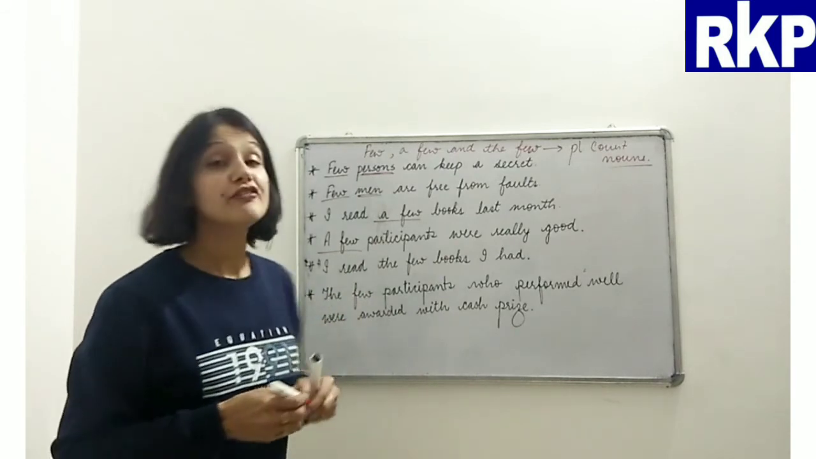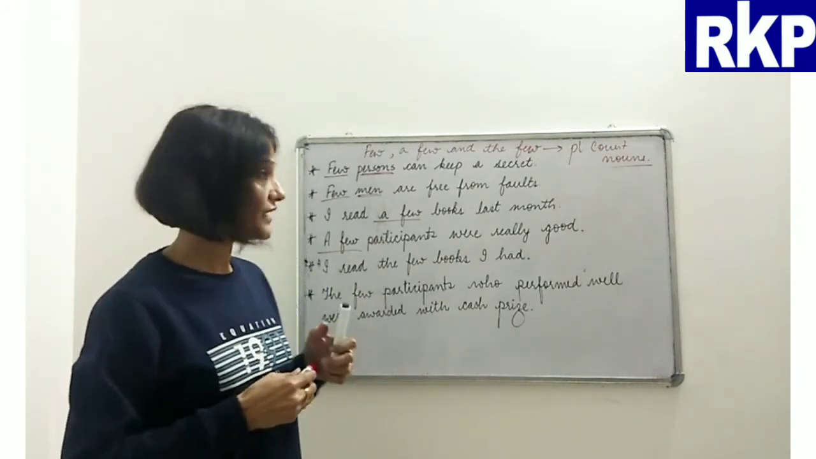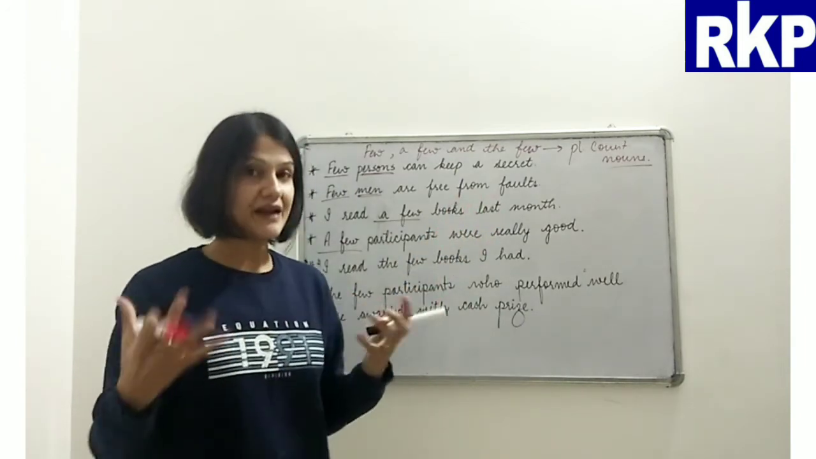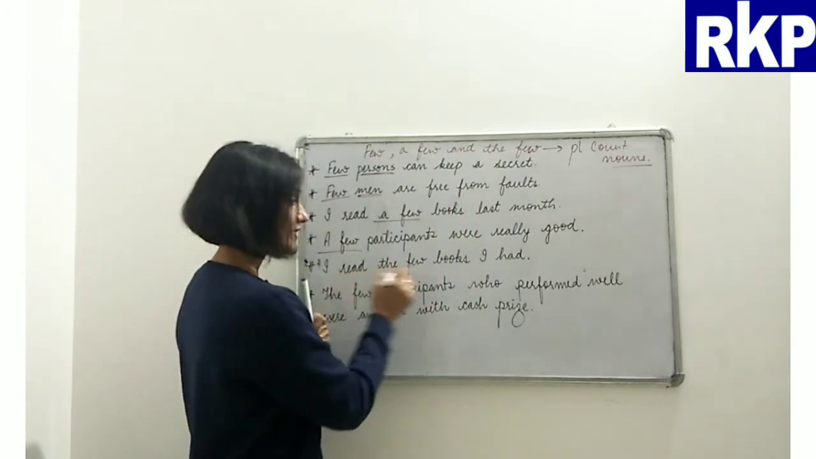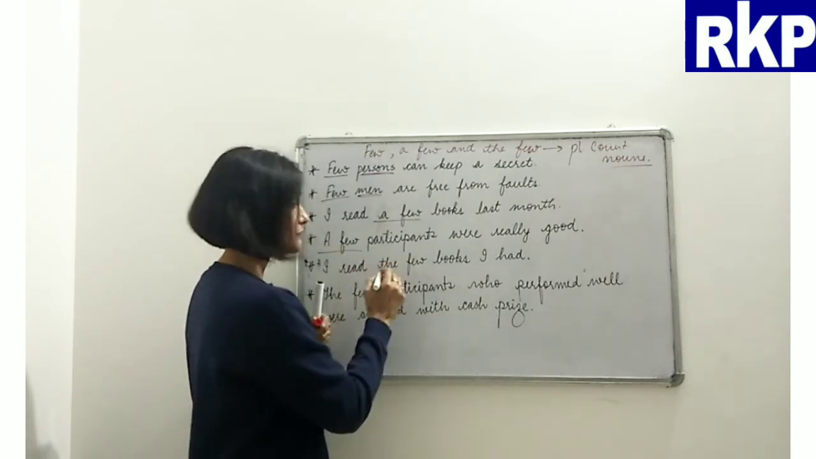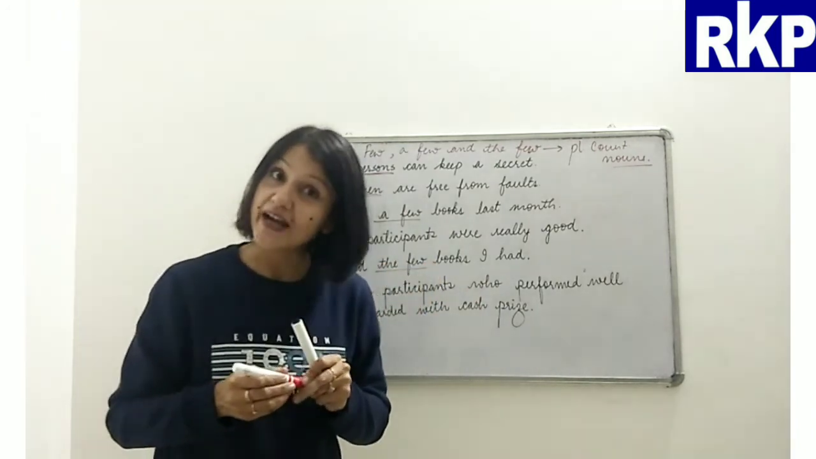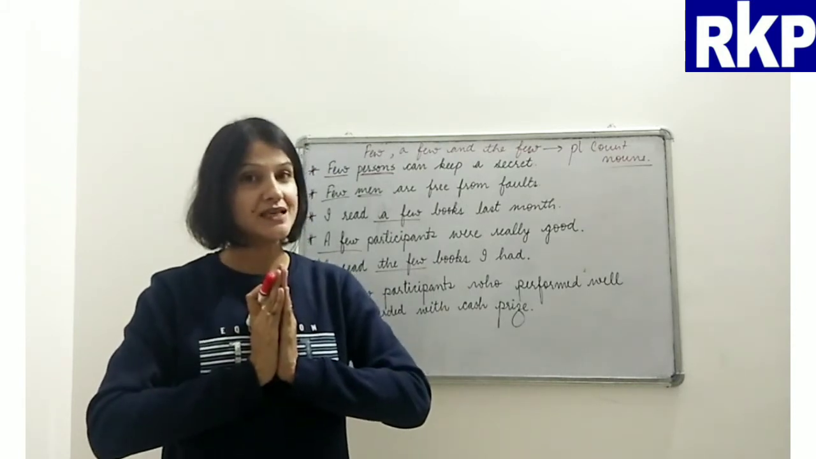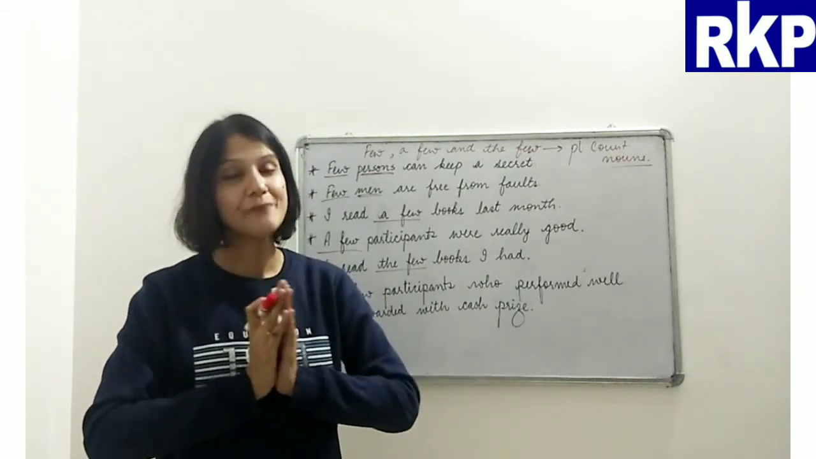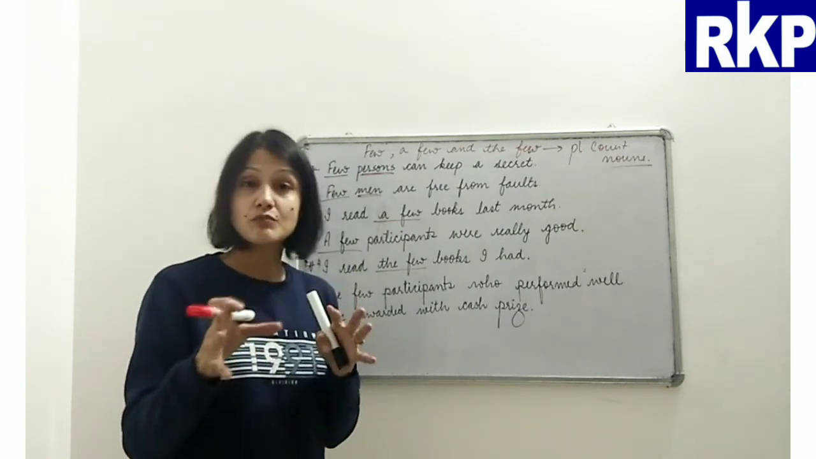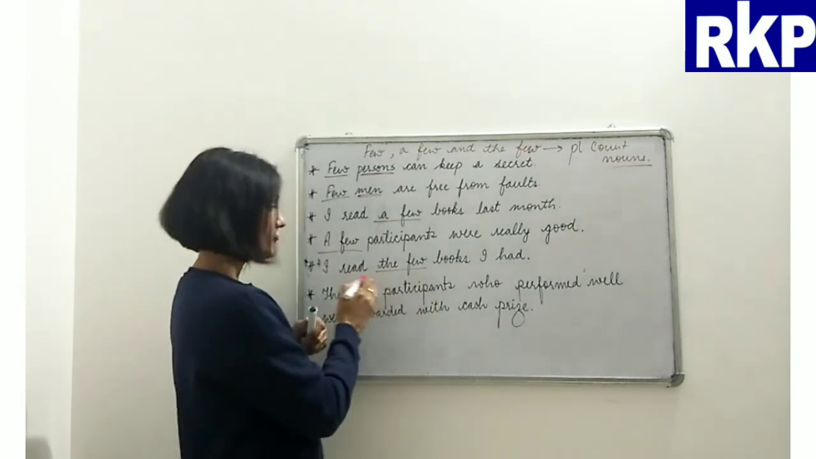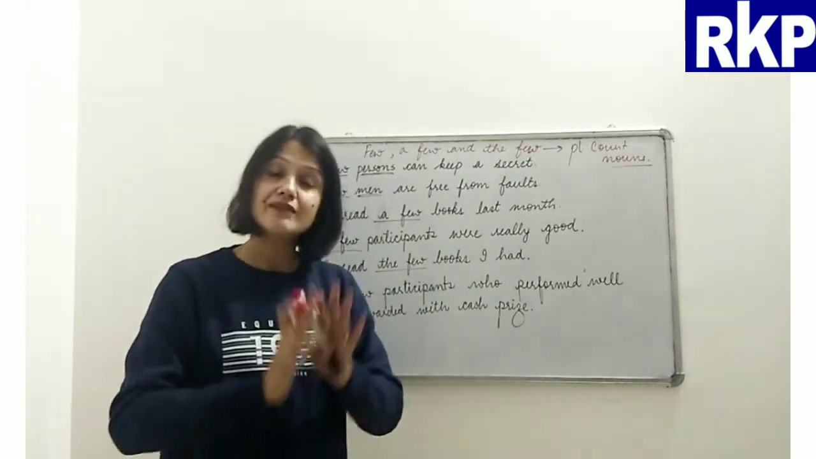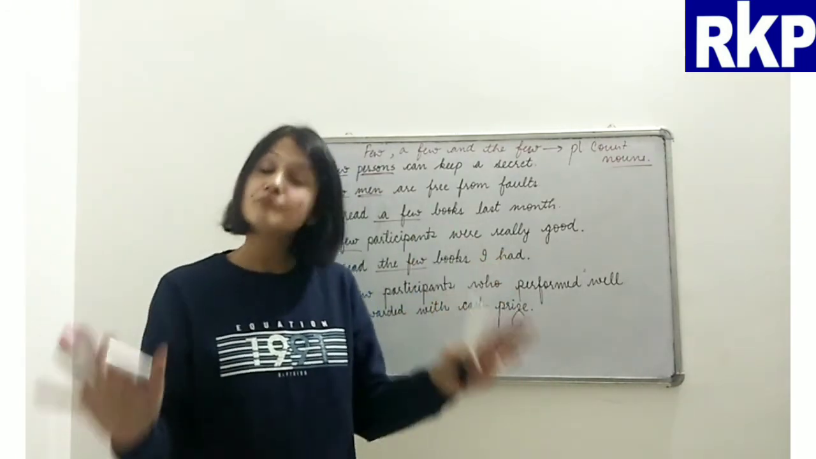I read the few books I had. Now, here I said I read a few books. That means I read some books. I read the few books. That means I have read all the books that I had with me at my home. I had 8 books in total. So if I say I read the few books I had, that means I read all those 8 books.